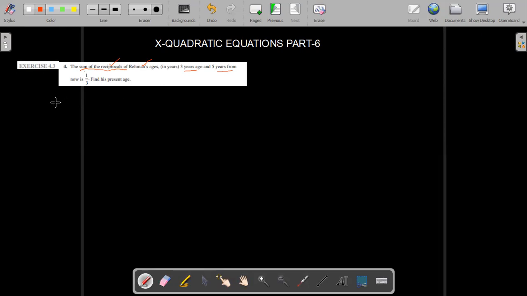Okay, so we have to let Rahman's present age be a variable. We will let Rahman's present age be X years, as we always do. Okay, so what was his age 3 years ago? X minus 3.